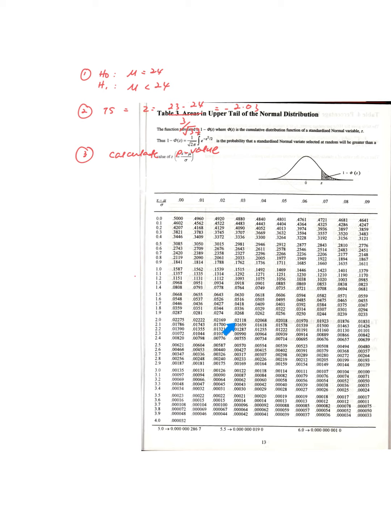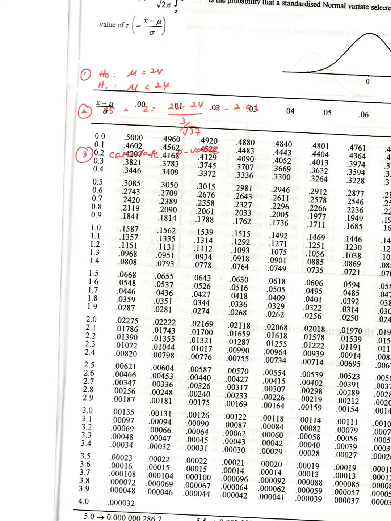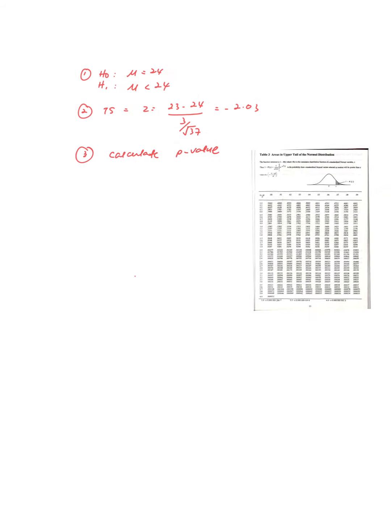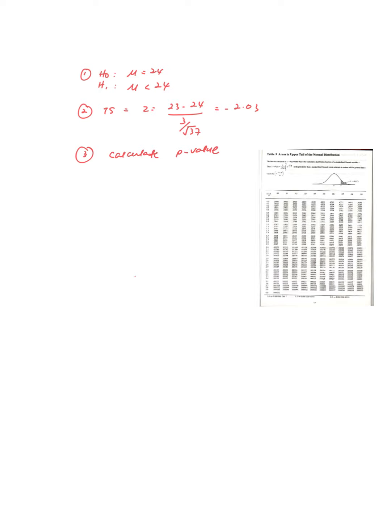So the p-value is 0.02118. Okay, 2.03 is here, so we will get the p-value, the probability value, is 0.02118. So this is how we find the p-value from the test statistic that we have calculated. So the p-value is equivalent to 0.02118. Okay, step number 4.